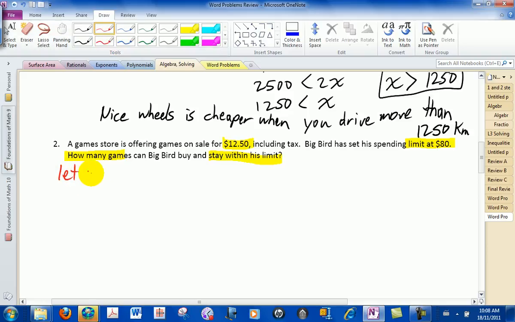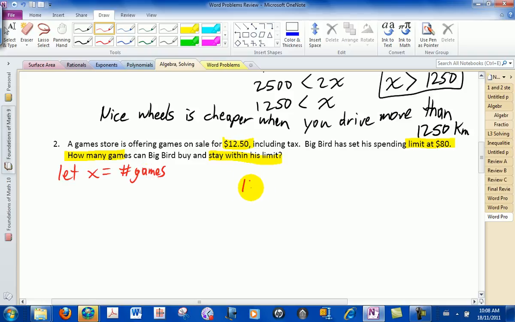Complete your let statement. Anish, what are you going to let x equal? Number of games. Perfect. Okay. So if he buys one game, how much does he have to pay? $12.50. 2 games? 25. We double it. 3 games? Multiplied by 3. 4 games? Multiplied by 4. So what about x games?